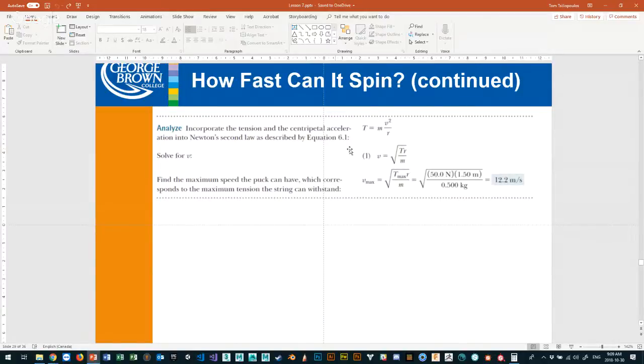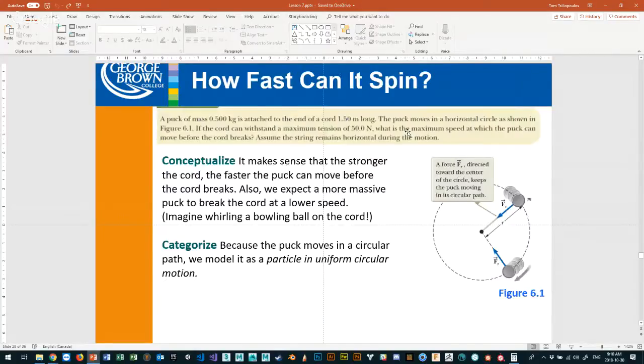All right, so we can say that the tension is equal to mass times the centripetal acceleration, or v squared over r, right? And given the information we had, we know that we have 1.5 meters for the length of the cord. That's the radius. That's the length of the cord.